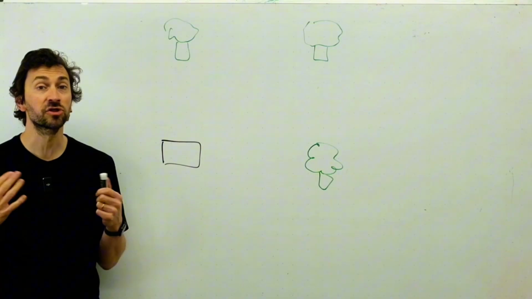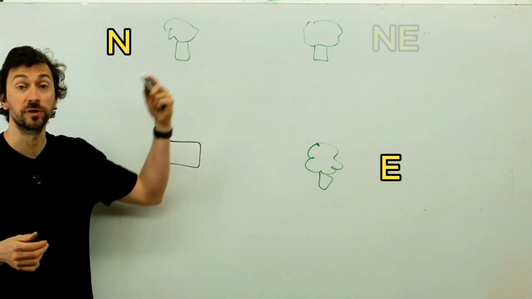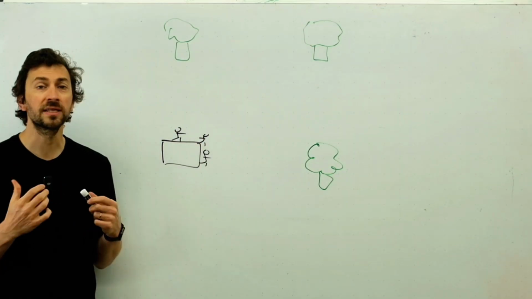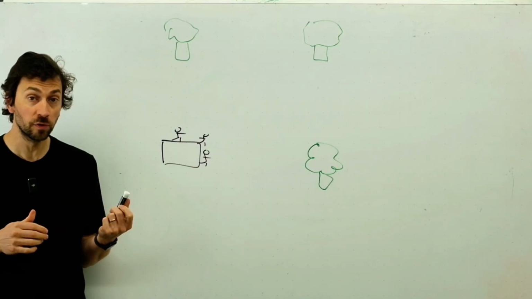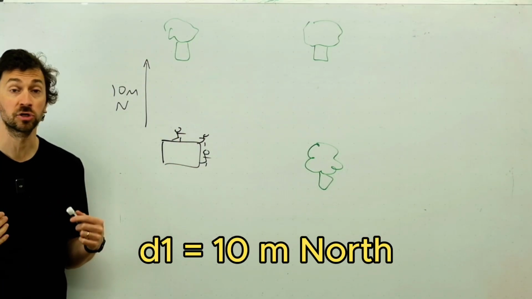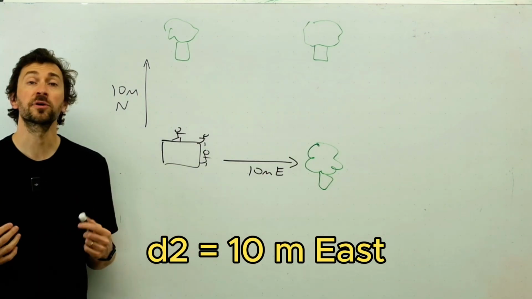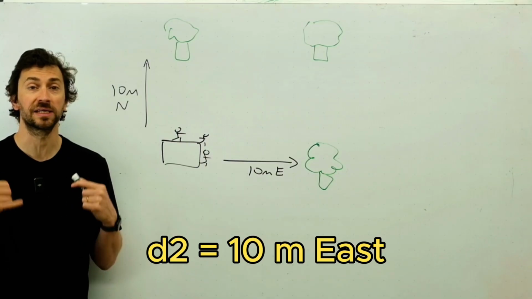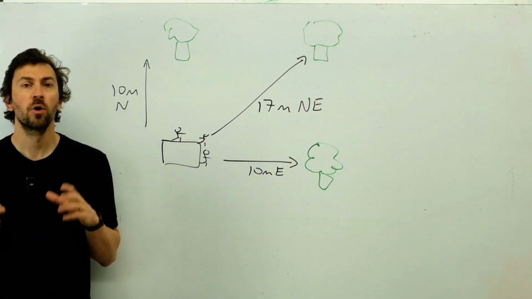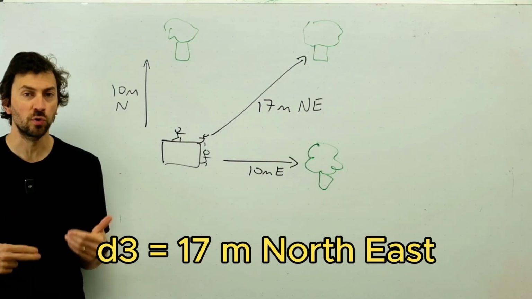Here's a house and there's 3 trees. 1 tree to the north, 1 tree to the east, and 1 tree to the northeast. And there's 3 people going for a walk. So let's say the first person walked to the north tree. We could say their displacement vector is 10 meters to the north. And this person's going to walk to the east tree. This person's displacement vector is 10 meters east. This person's going to walk to that tree over there. We would say that their displacement vector is 17 meters northeast.